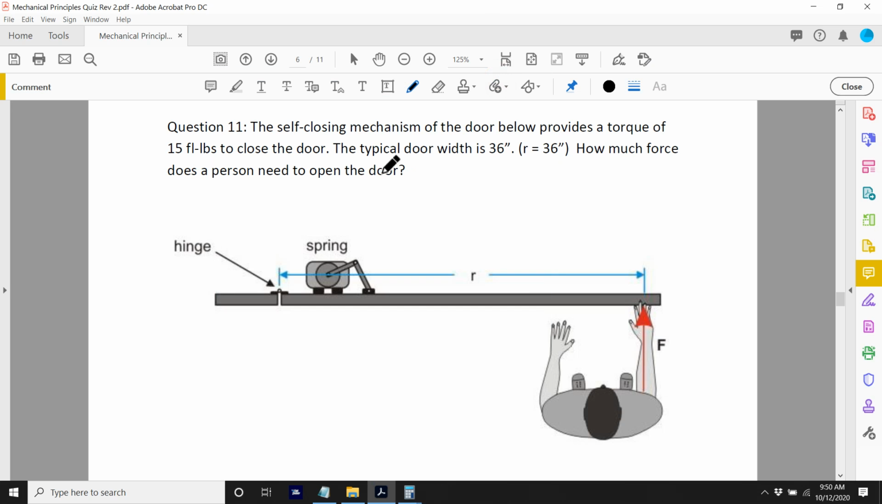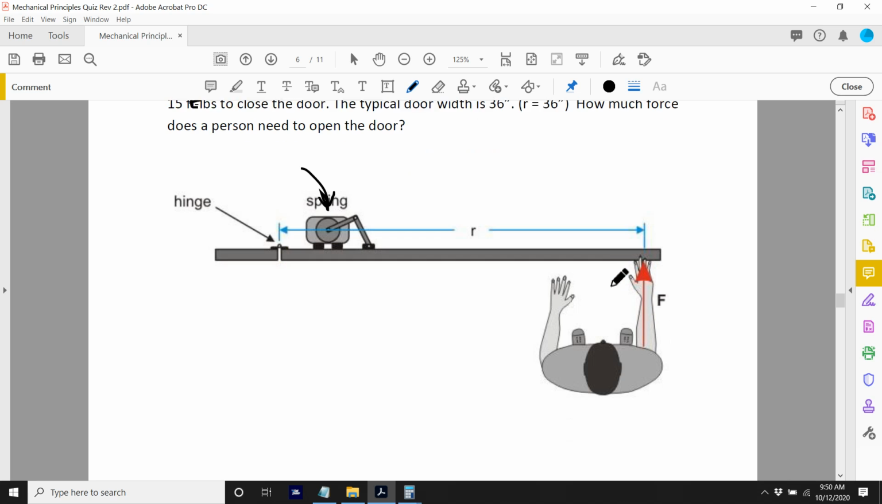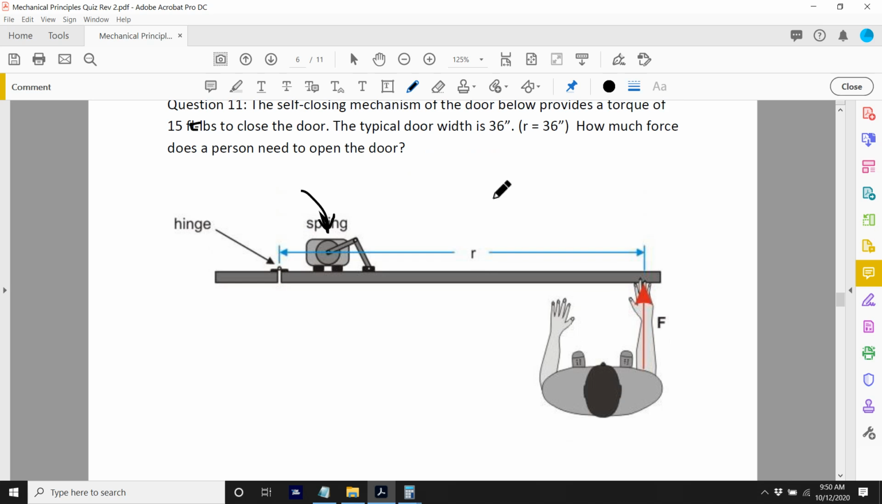All right, let's have a look at question number 11. The self-closing mechanism on the door provides a torque of 15 foot-pounds to close the door. Okay, there's a spring on it. A typical door width is 3 feet, 36 inches. How much force does a person need to open up the door? This is a nice torque question.